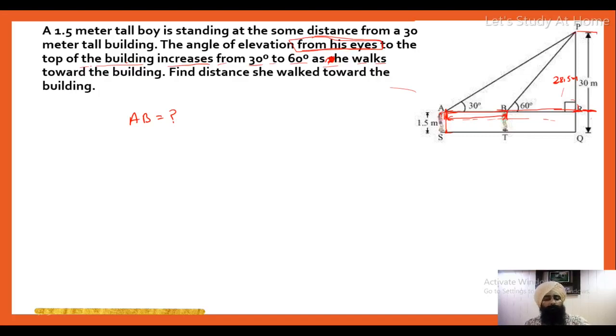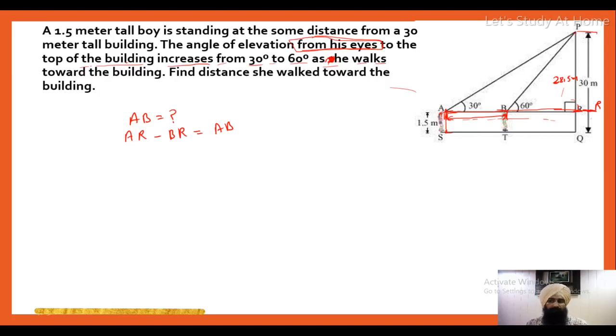Okay, now we want AB. How to find AB? To find AB, firstly we should know about the AR. Here I have written AR. Then I will subtract BR from AR, that is our AB. Am I clear? If I subtract BR from the whole distance, that is our AB. AB is the distance covered by the boy.